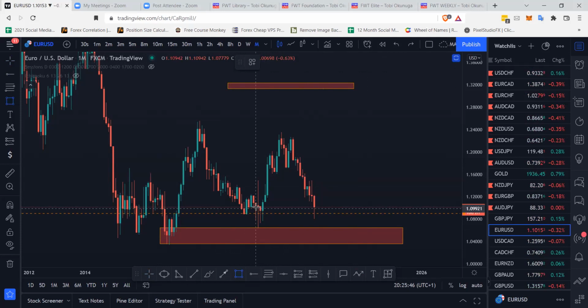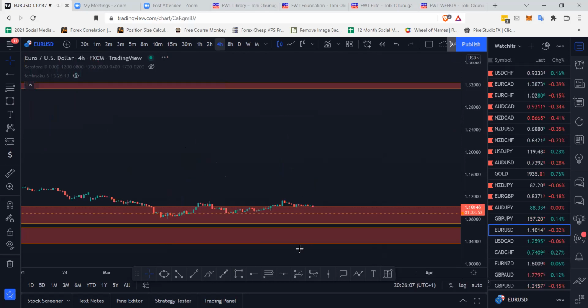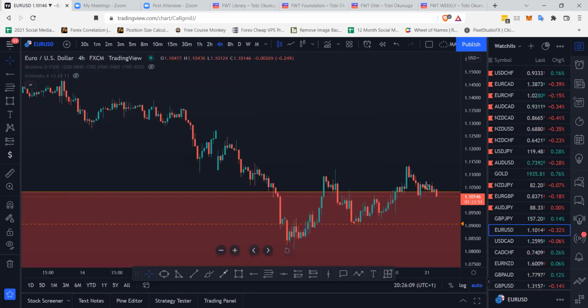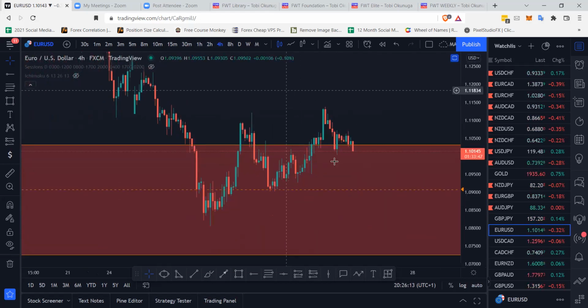So this is rally, drop, base, rally. This is a demand zone here. That's why I'm anticipating a buy here. And then when you go to the 4 hours or the 1 hour, whatever time frame, you'll be finding buy setups here.